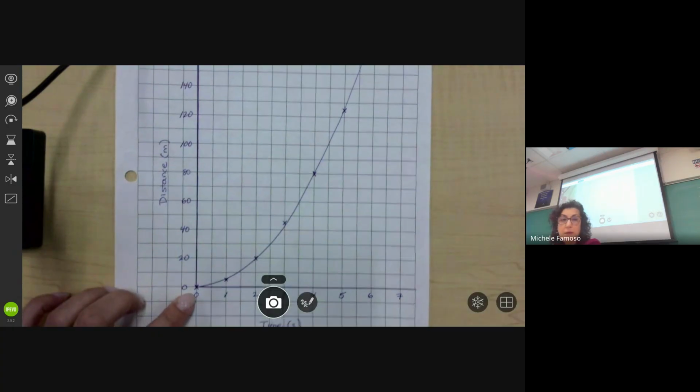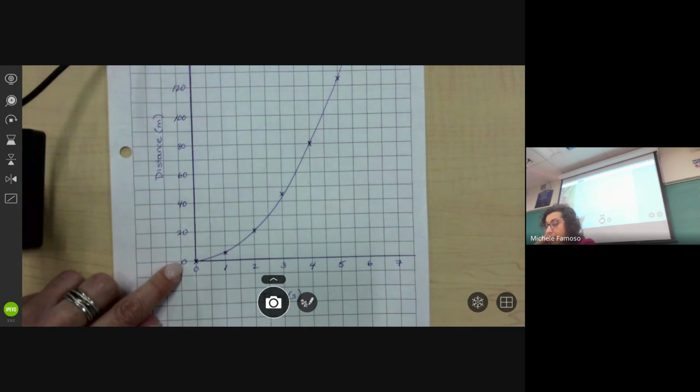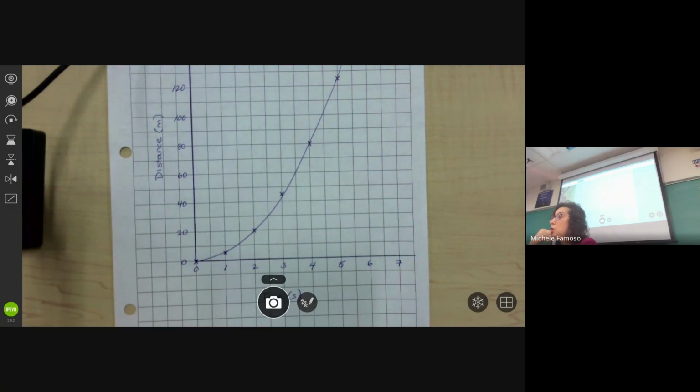Just in general, do I put both zeros or do I put one in the corner? You should have a 0 on the Y and a 0 on the X. Yeah, you're welcome.